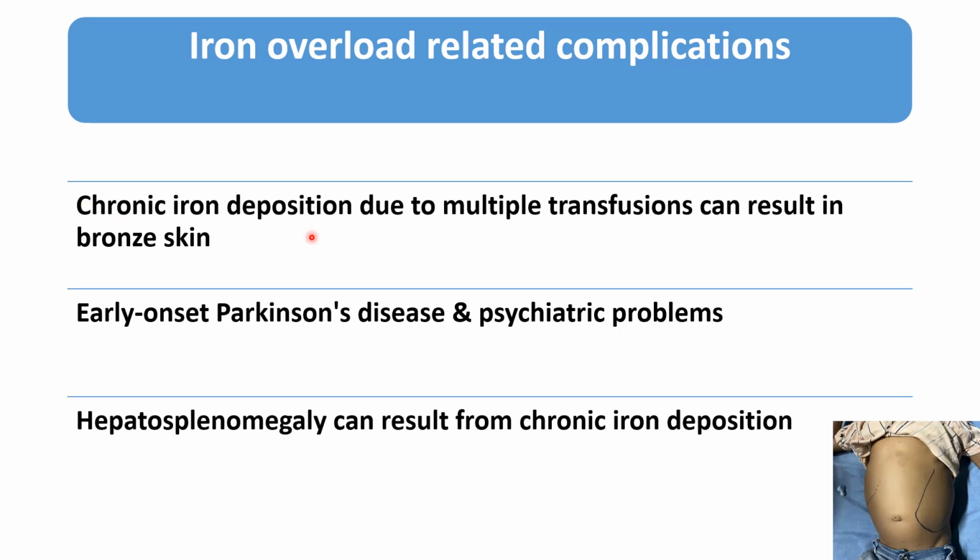Chronic iron deposition due to multiple transfusions can also lead to bronze skin color. Even iron accumulates in the substantia nigra. So patient can develop early onset Parkinson disease or psychiatric problems can occur. Hepatosplenomegaly, huge hepatosplenomegaly, massive splenomegaly is the result of chronic iron deposition also.